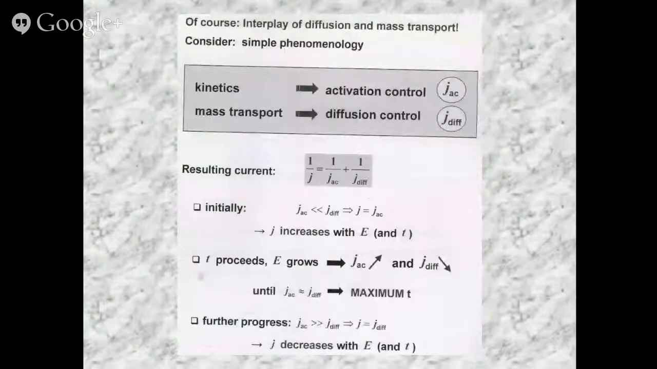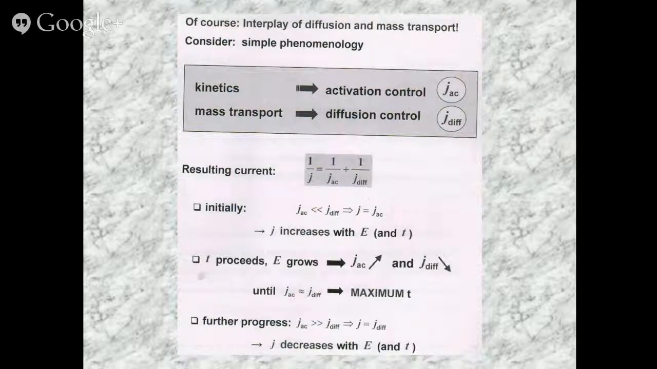Now, in all these things, we have already said that there is an interplay of diffusion, mass transport, and charge. Phenomenologically, we are getting the activation control current and the diffusion control current. Therefore, the total current is given by 1 over J, or 1 over I, whichever symbol you use, equals the sum of the inverses of the activation control current and the diffusion control current. Initially the activation control current will be very small compared to the diffusion current, so J will be very much equal to the activation control.